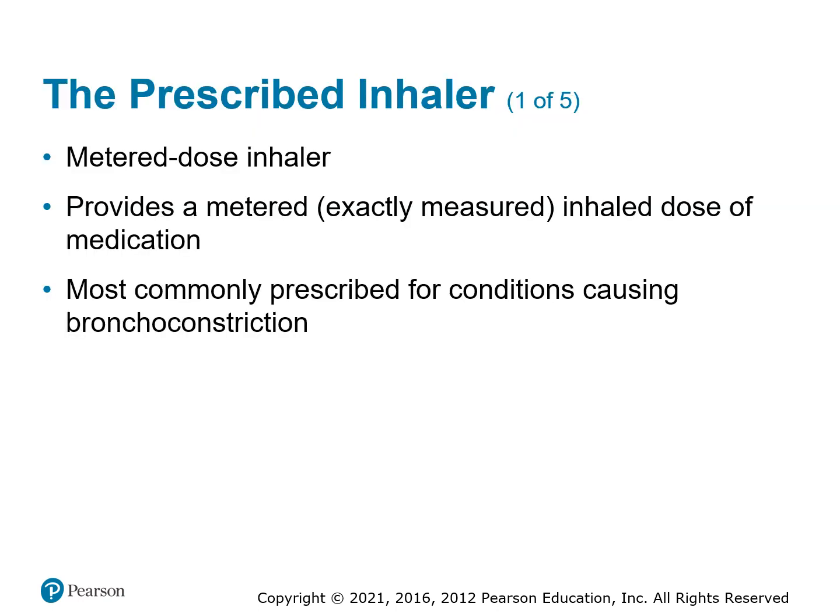So for anybody who doesn't own or doesn't have somebody in their life that has an inhaler, we're going to talk a little bit about that now. The way that a metered dose inhaler works is every time you depress it, it's going to give an exactly measured dose of medication for that patient to inhale. Now, it is most commonly prescribed for conditions causing bronchoconstriction, which is going to be things like asthma.